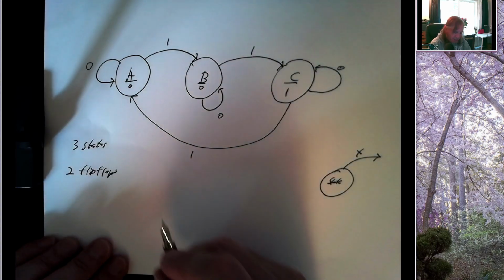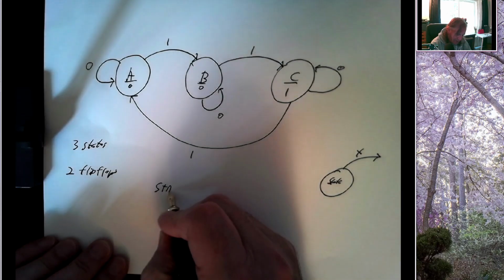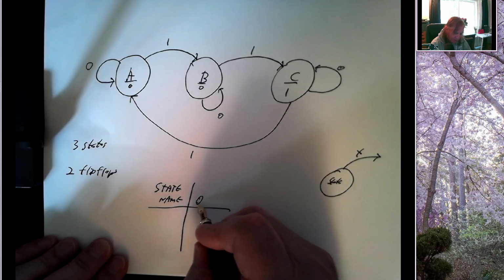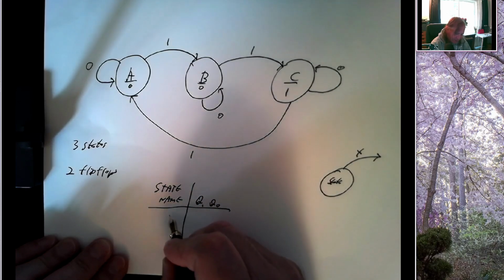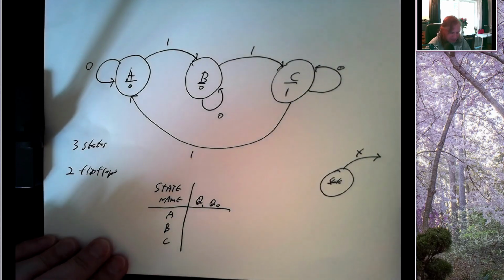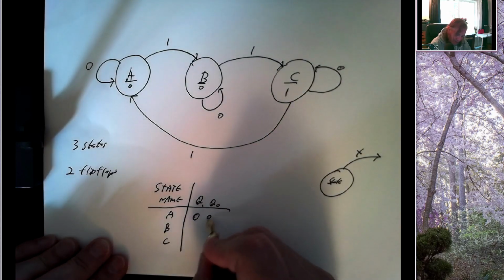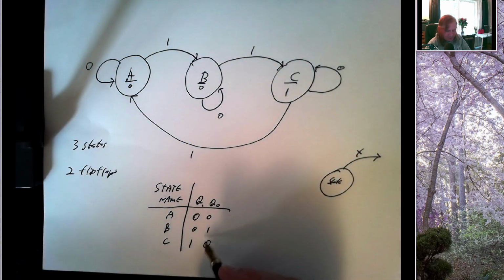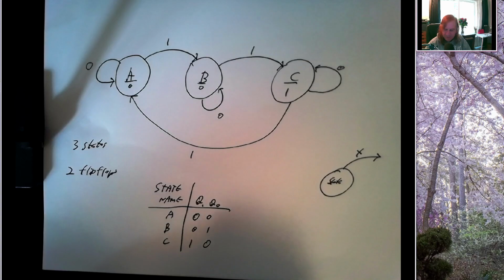And so let's make a state assignment table. So state name, and if we've got 2 flip-flops, we have 2 outputs, Q1 and Q0. So our states are A, B, and C, and I'm just going to set up, kind of arbitrarily, our 3 states to be this: 00, 01, and 10.